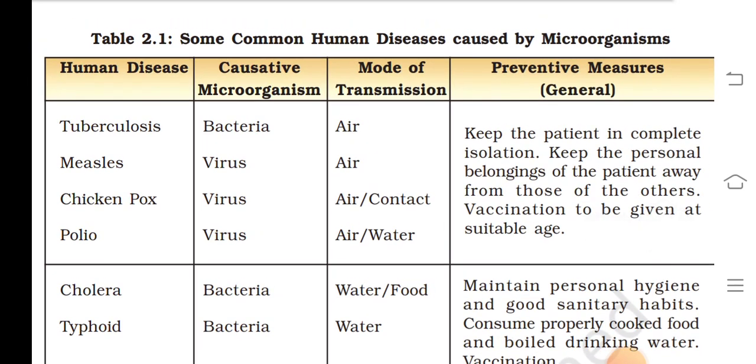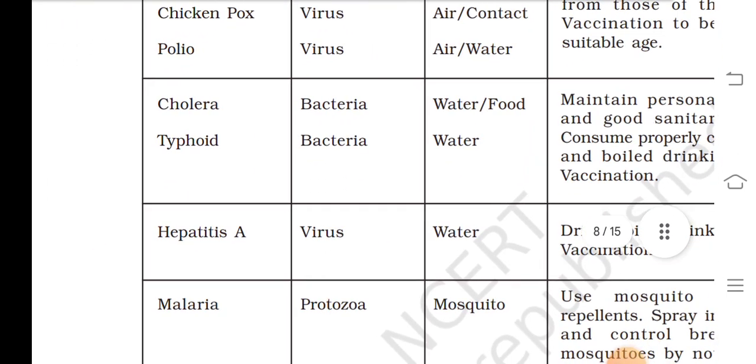Some common human diseases caused by microorganisms. Disease, causative microorganism, mode of transmission, and prevention. Measles, tuberculosis, chickenpox, polio: bacteria or virus, spread through air or contact. Keep the patients in complete isolation. Keep the personal belongings of the patient away from those of others. Vaccinations to be given at suitable ages.